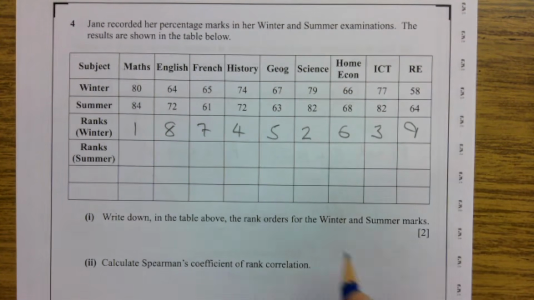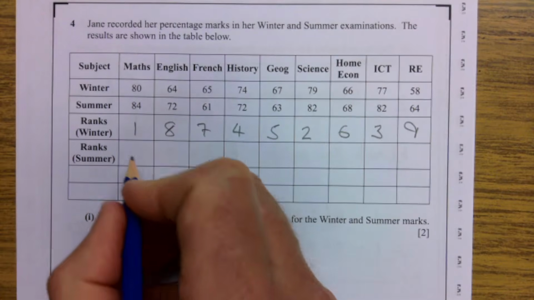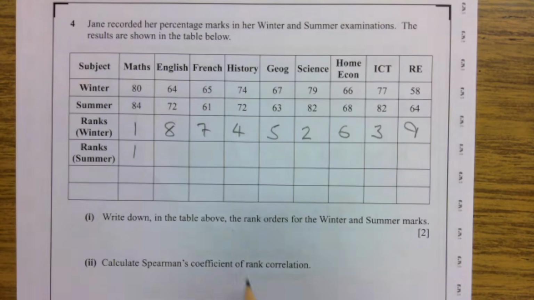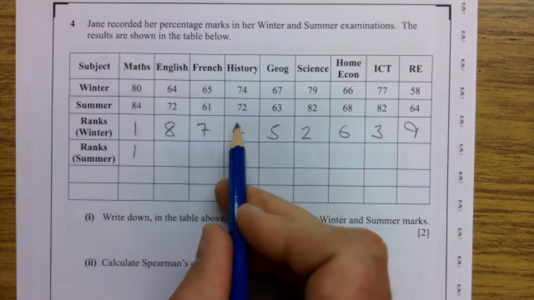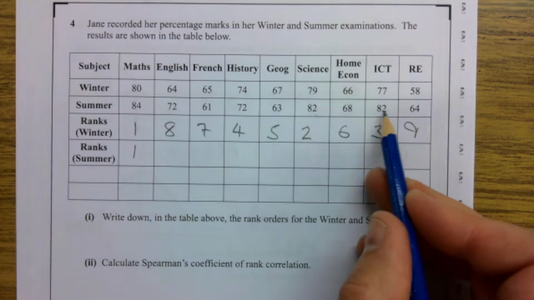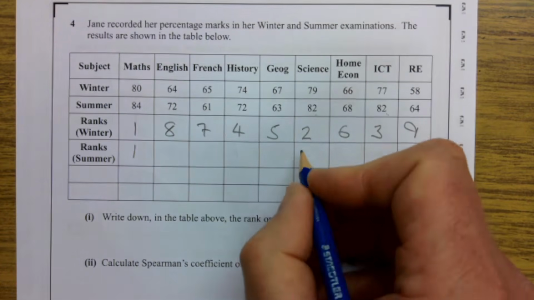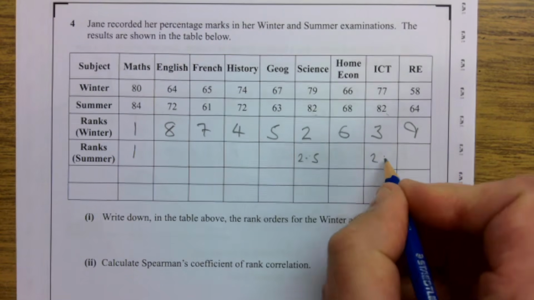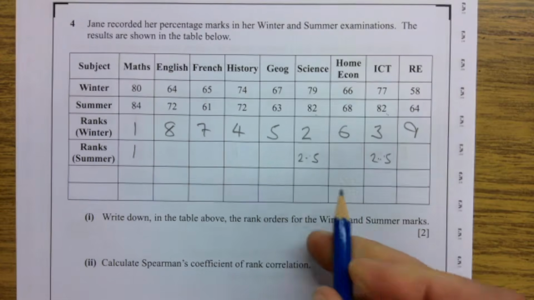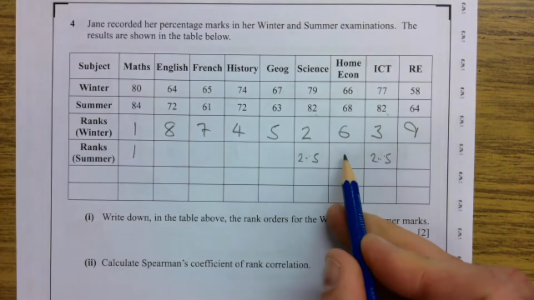The ranks in the summer, again maths was the highest. The next one, so that's 84. Where's the next one? With 2 and 82, so we need to be careful here. So this is ranks 2 and 3. So instead of writing the 2 and 3, we write 2.5 for each of those. So that's 2 and 3 done. Some people now write 3, but you then go to 4.